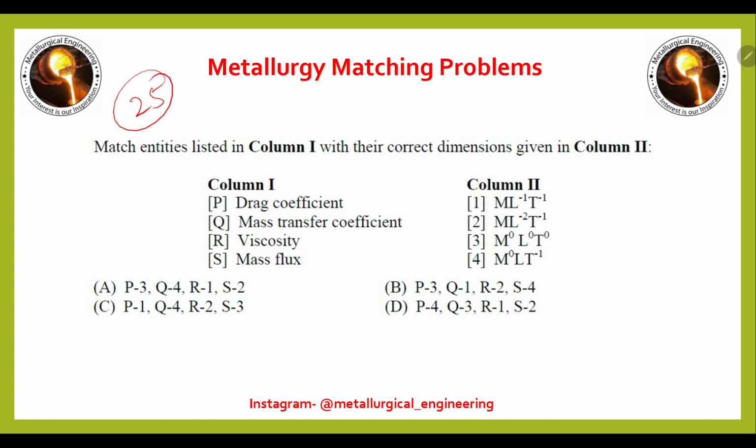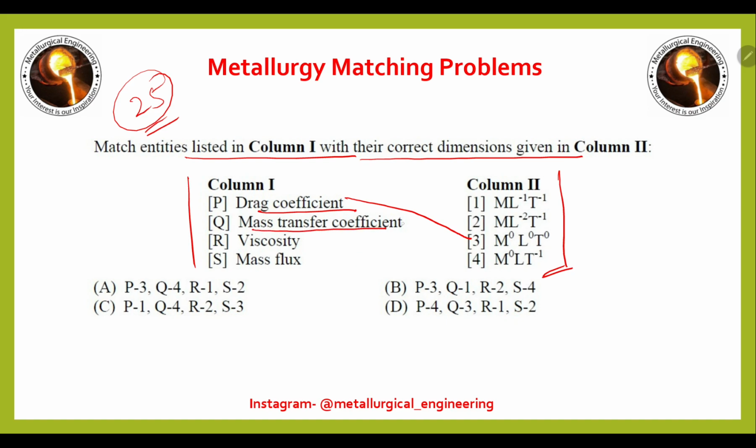This is the 25th problem. In this, match entities listed in column first with their correct dimensions given in column second. So the drag coefficient matches with M0 L0 T0, so this is dimensionless. Mass transfer coefficient is LT minus 1. Viscosity, that is R1, ML minus 1 T minus 1. Mass flux, that is S2, ML minus 2 T minus 1. So the right answer is A part.